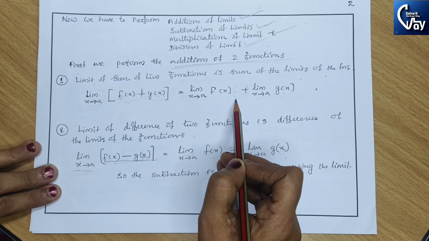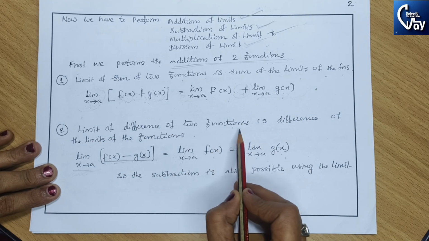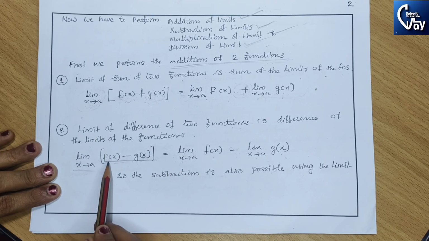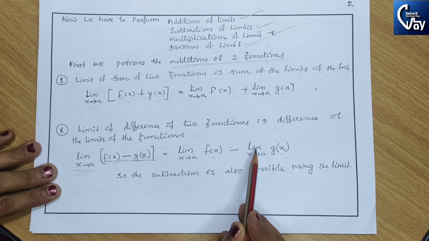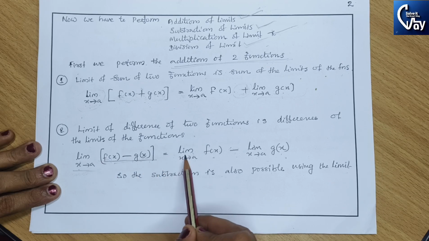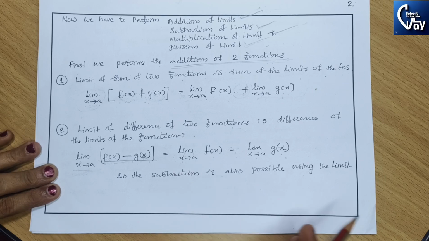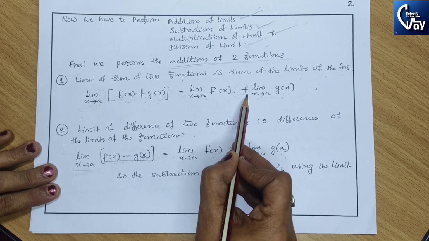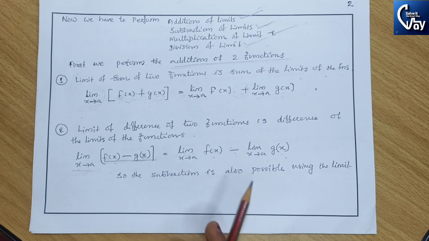Is it clear? In the case of limits, the limit of the difference of two functions is the difference of the limits of the functions. Limit x approaching a of f of x minus g of x is equal to limit x approaching a of f of x minus limit x approaching a of g of x. So subtraction is also possible using limits. This is the equation for addition, and this is the difference. Is it clear?